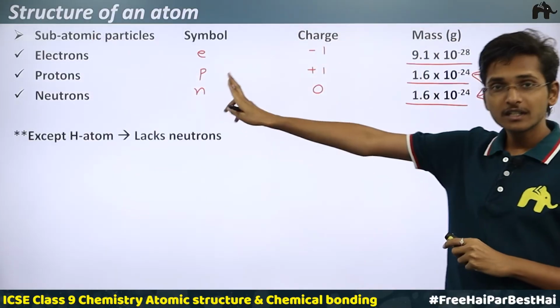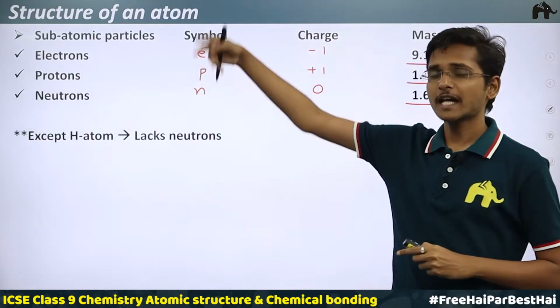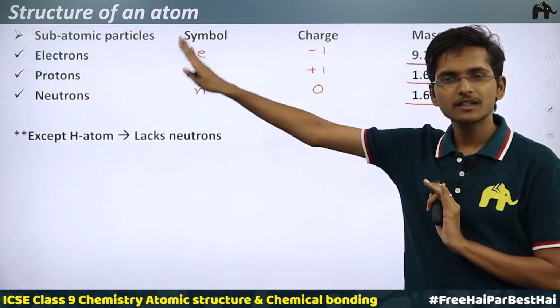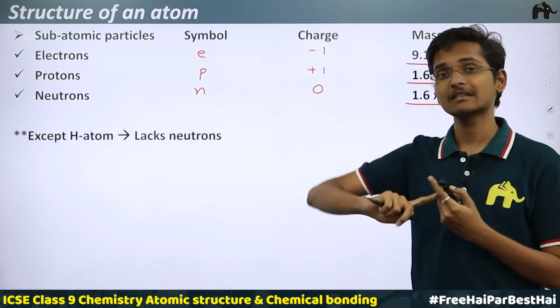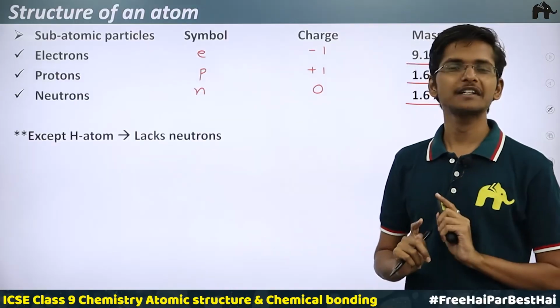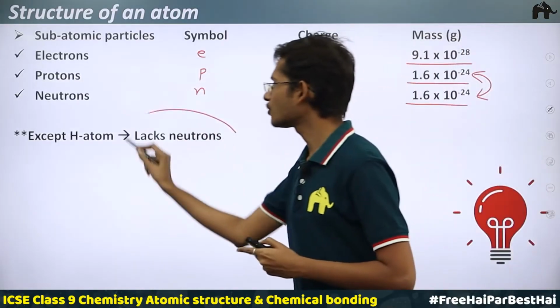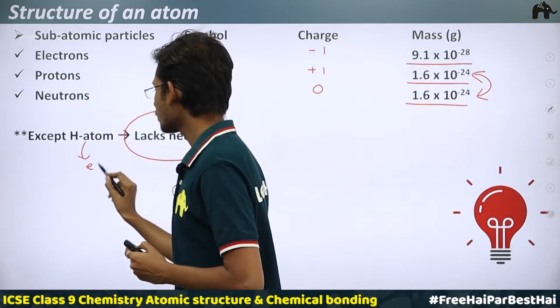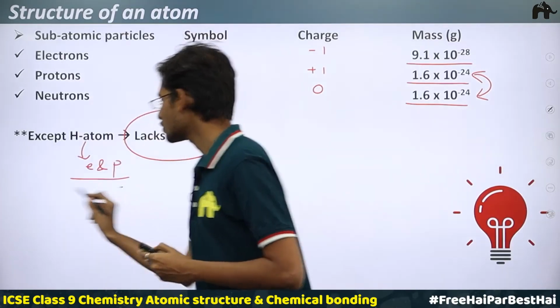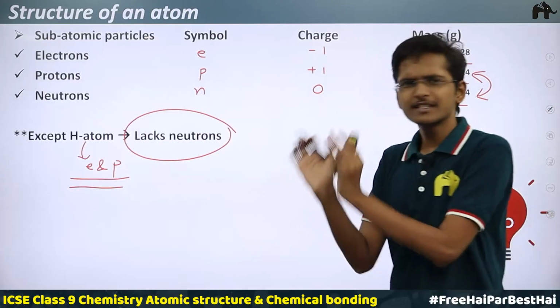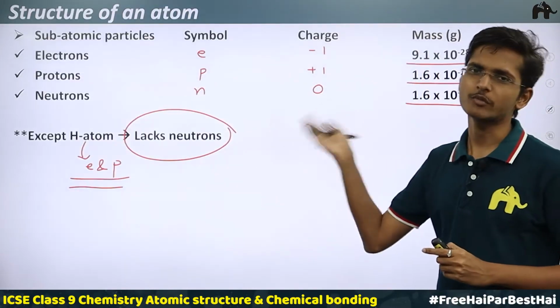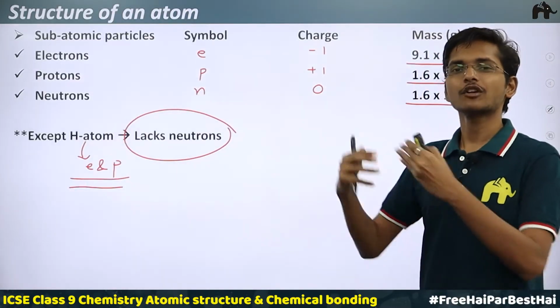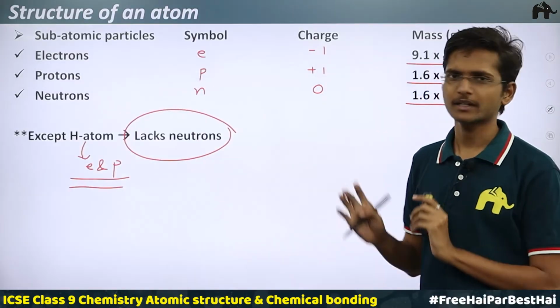Now I have told you that our atom is made up of these 3 subatomic particles, but there is an exception. Hydrogen atom lacks a neutron. This means it only has an electron and a proton. We will see ahead how many electrons and protons the hydrogen atom has. For that we have to study what atomic number is and all those things.